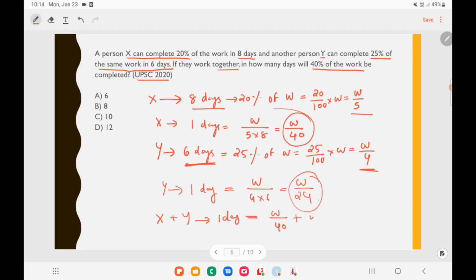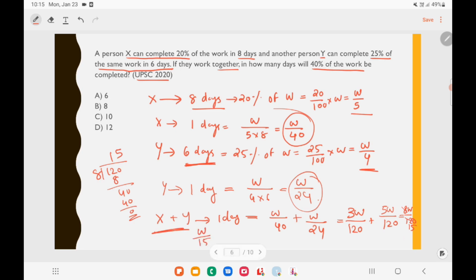Now persons X and Y together in one day will do W by 40 plus W by 24. Here you can take the LCM as 120. So you will get 3W by 120 plus 5W by 120, which gives 8W by 120. Cancelling, you will get W by 15. So X and Y together will do W by 15 work in one day.